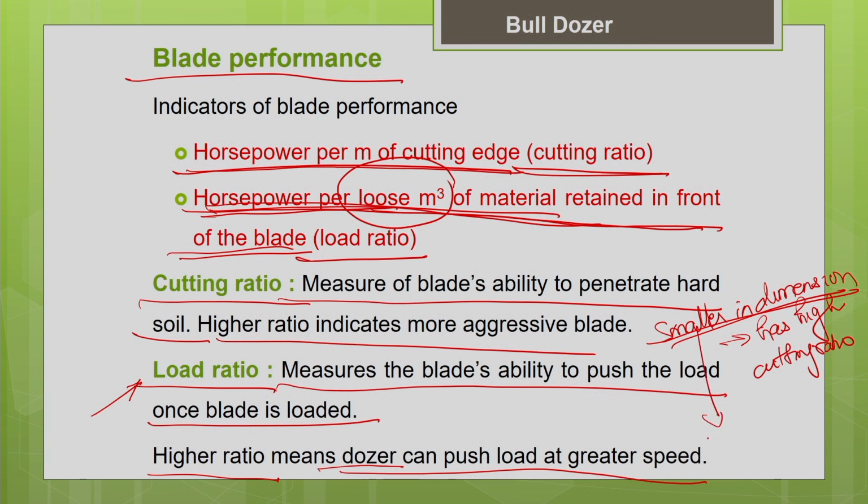Smaller blades will also have a high load ratio. So, it not only has a high cutting ratio, it also has a high load ratio. The smaller the dimension, the more concentration of power there will be per loose meter cube of material retained in front of the blade. So, those blades can easily push the soil at a greater speed. This is how we assess the performance of the blade.